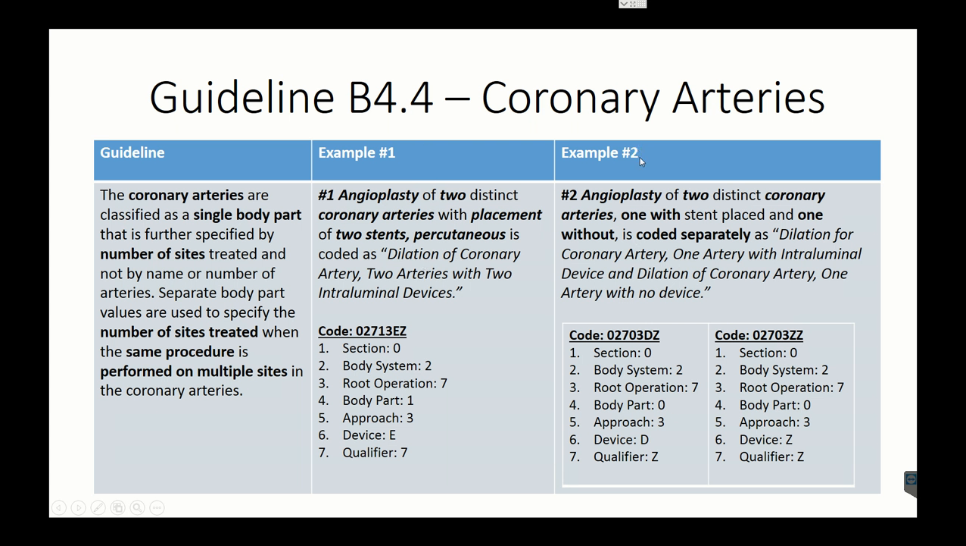In example 2, we have, again, two distinct coronary arteries, but one has a stent placed and one doesn't have a stent placed. So that's why we have two codes here. And again, the only difference between these two codes is the device here, D or Z. So let's go ahead to the 3M encoder and look at how you would code all three of these.